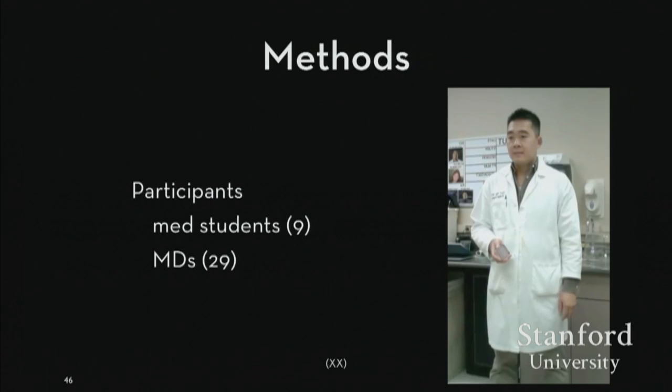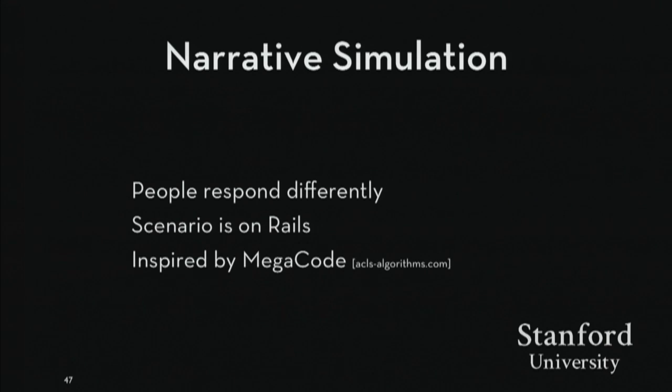So who were our participants? Well, we had 9 medical students and 29 MDs come through and run our narrative simulations. And here, the key to narrative simulation is that people respond differently. They do different things at different times. And these differences compound over the course of a real situation. So how do we compare across people?